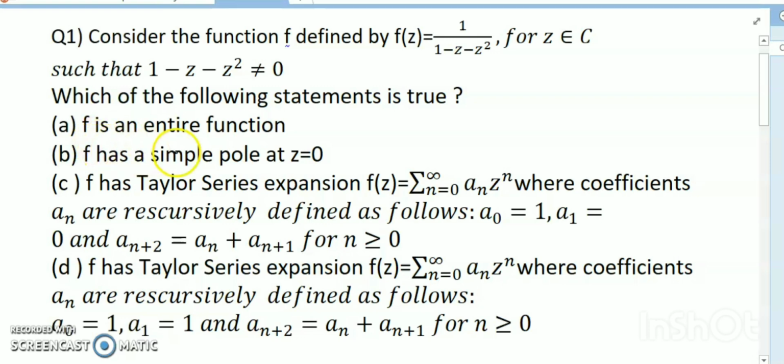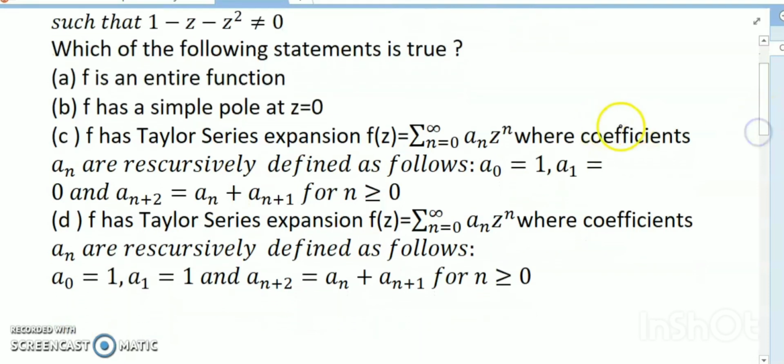f is an entire function. f has a simple pole at z = 0. f has a Taylor series expansion f(z) = sum from n = 0 to infinity of a_n z^n, where the coefficient a_n is defined recursively. Okay, this is the Laurent Taylor series also included.